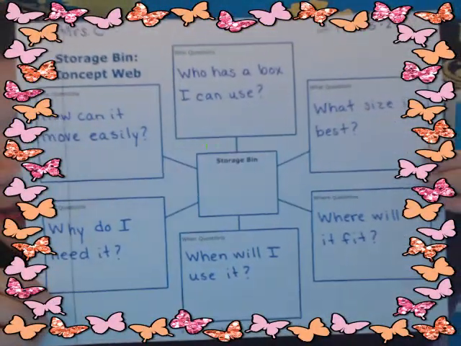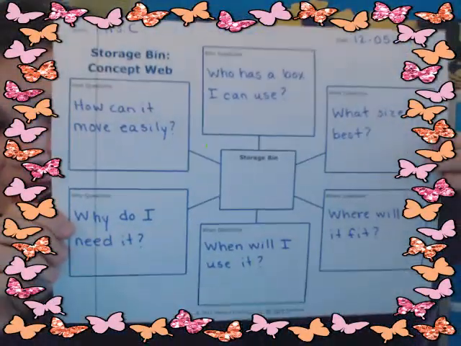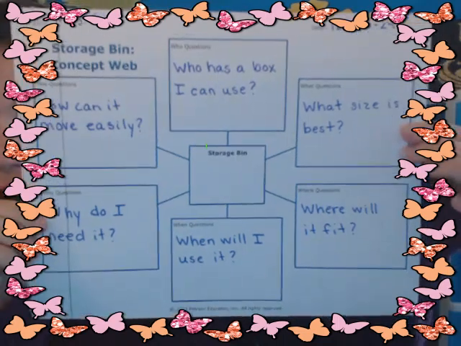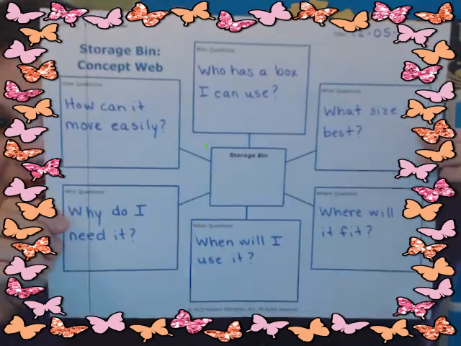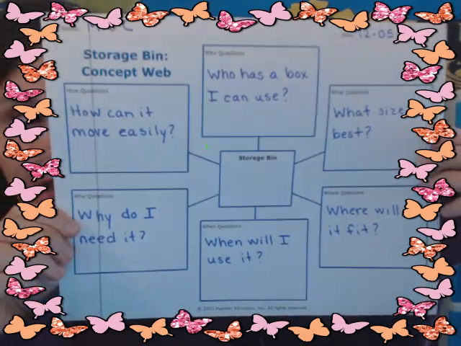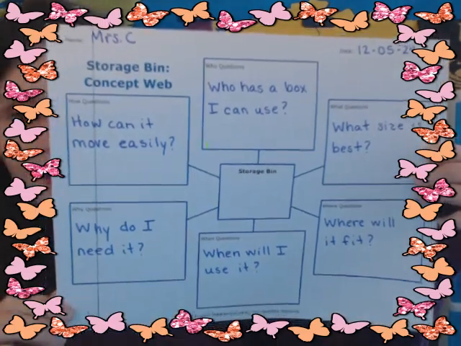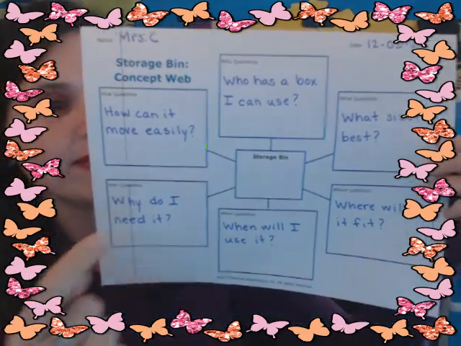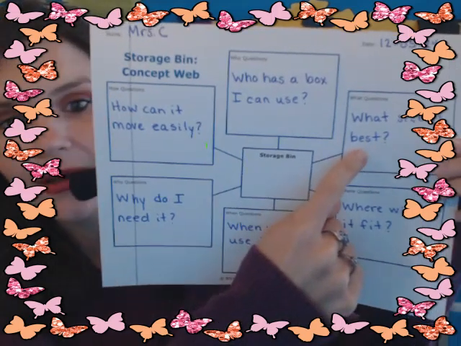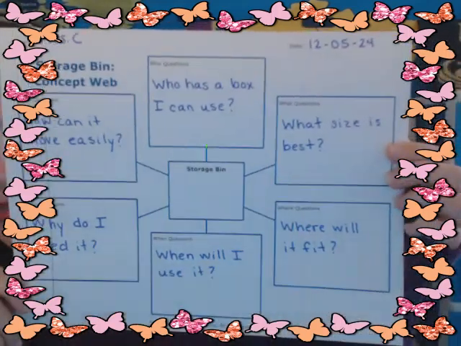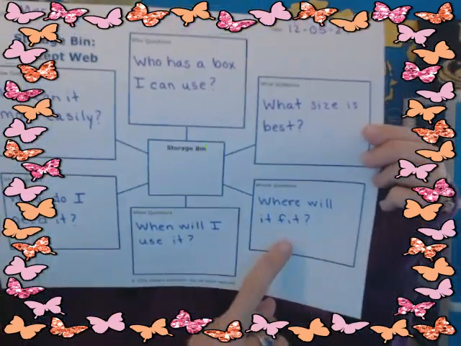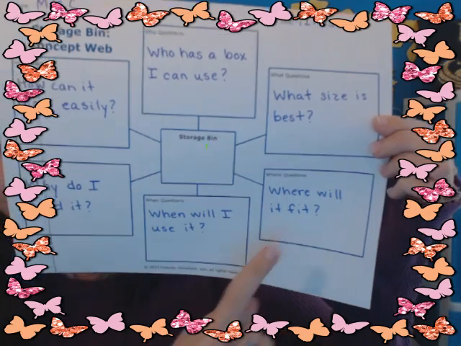So here's mine. My questions are not exactly the same as the ones we just reviewed, but they are similar. So yours might not be exactly the same either, and that's okay. For my who question, it says, who has a box I can use? For my what question, what size is best? Where? Where will it fit?